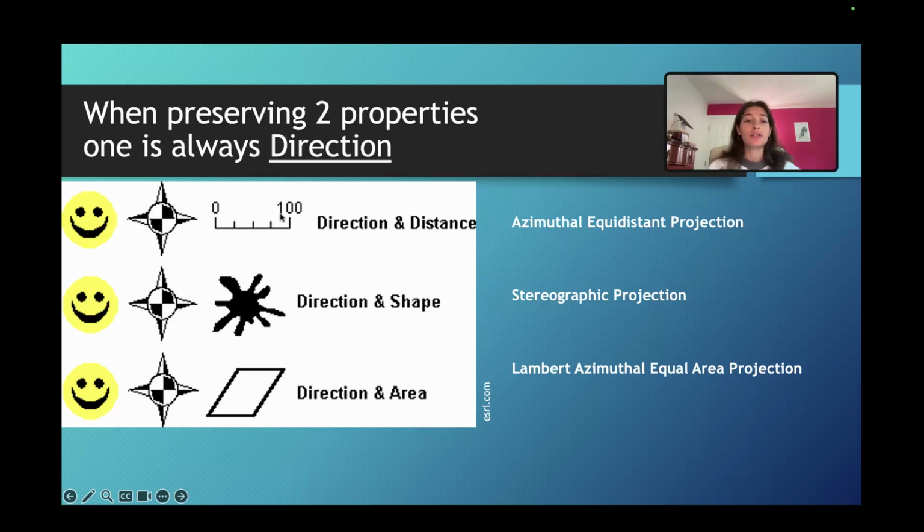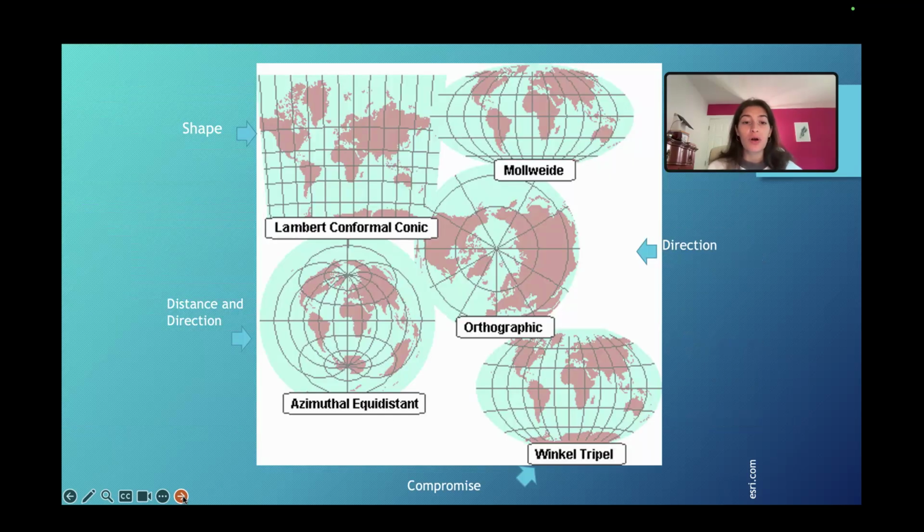Remember, we can always have an additional property if we want it, but direction has to be one of them. So distance, shape, and area aren't always guaranteed. We have shape, distance, and area all in these 3 different figures here. Winkel Tripel is just doing its best job to find some sort of compromise.